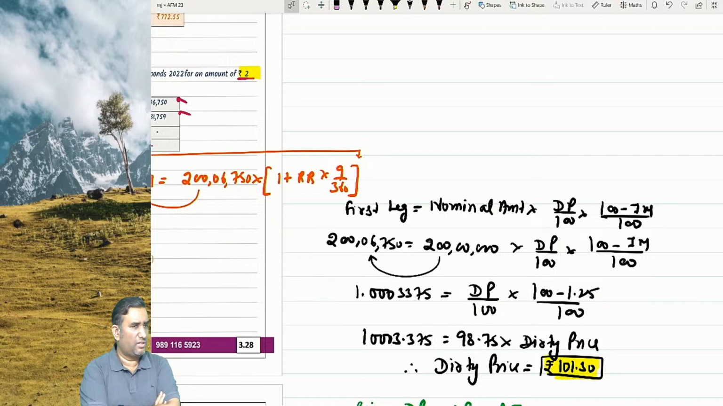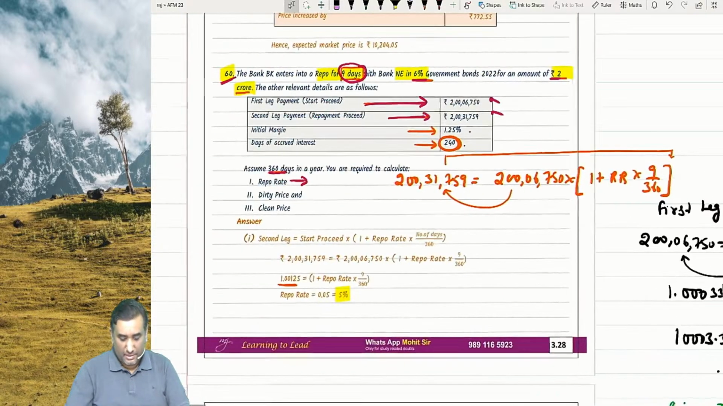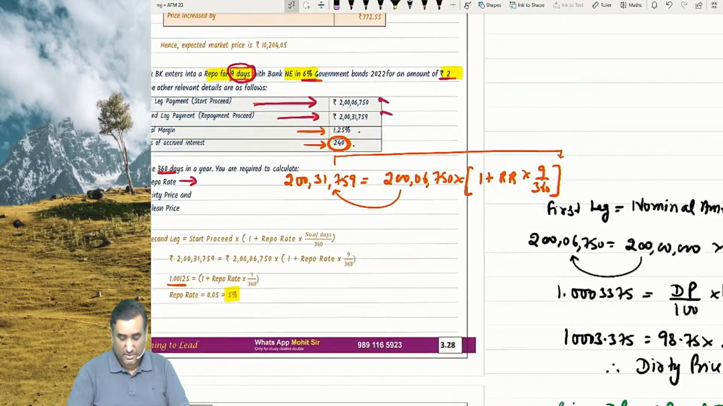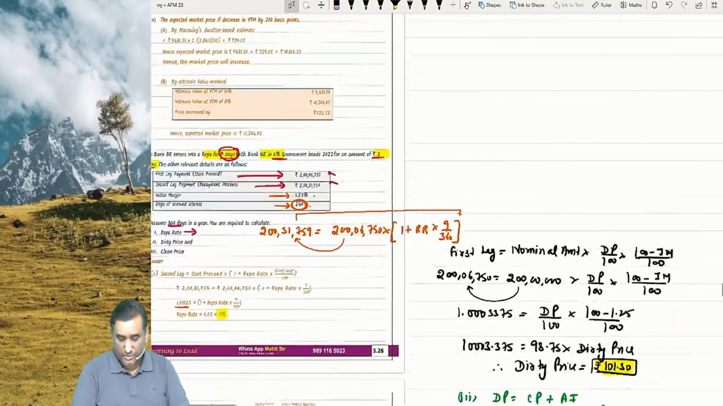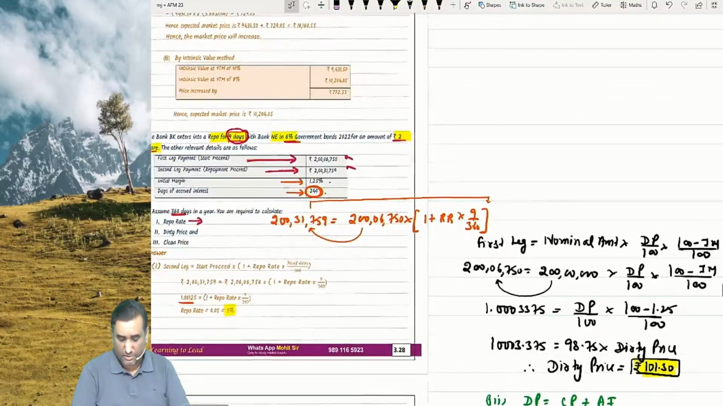Third, he asked what? Take the calculation, because from the first part we know the nominal amount, and we also know the first leg amount. Margin we know, 1.25; dirty price we need to calculate. What was the third part asking? Can I move back? The third part is clean price. I'll scroll down further, calculate it.